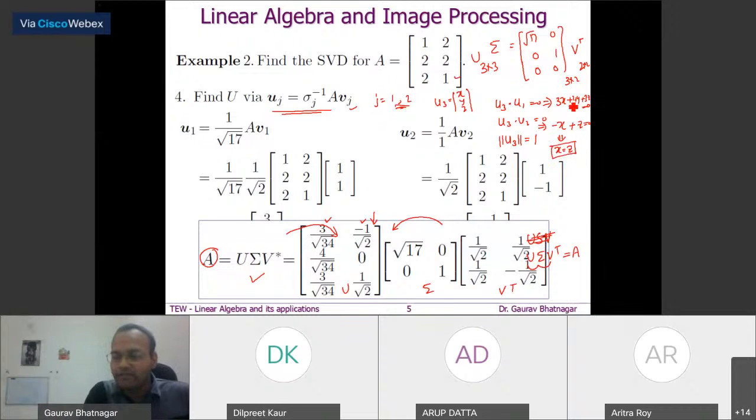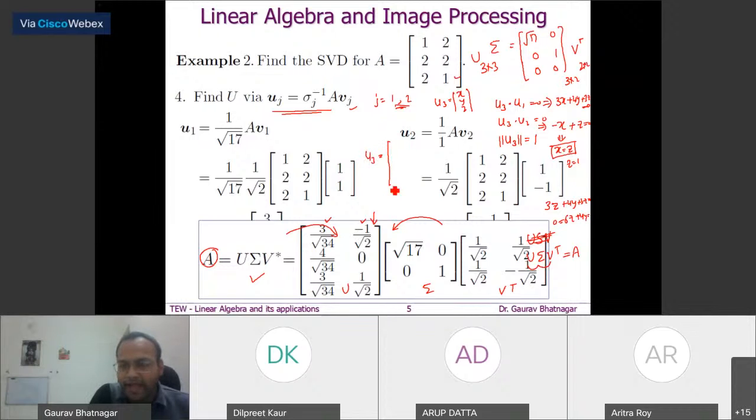When you plug in this value over here, what will you get? Let me take everything in the form of Z. I am going to get 3Z plus 4Y plus 3Z is equal to 0, so I'm going to get 6Z plus 4Y is equal to 0. You can take any value of Z such that you get the values of X and Y. So if I take Z is equal to 1, then let me utilize this place for the vector U3.